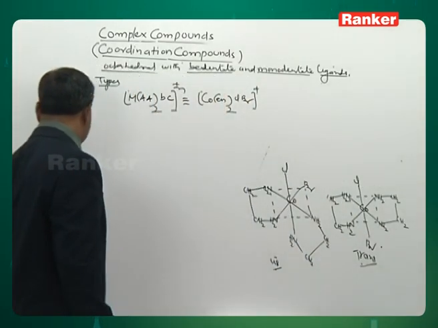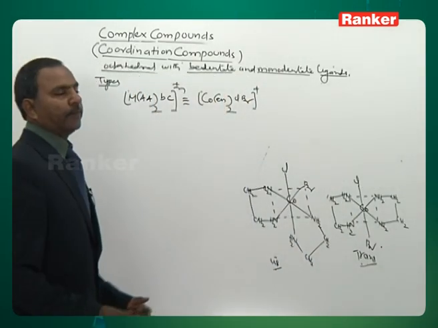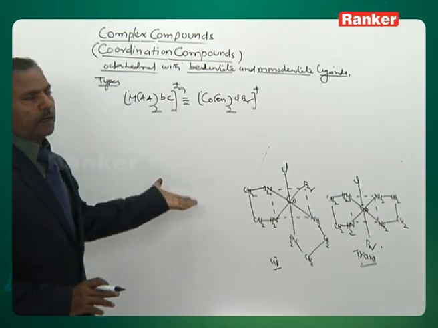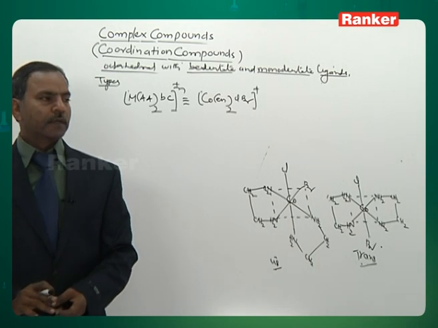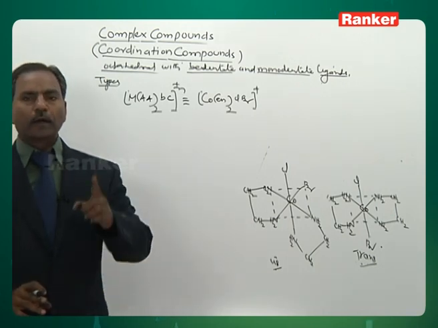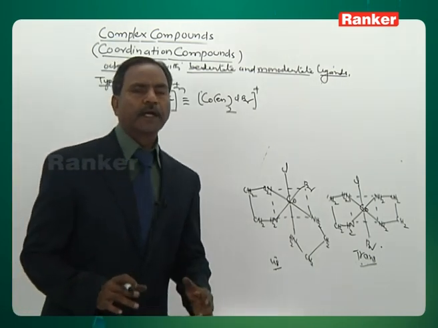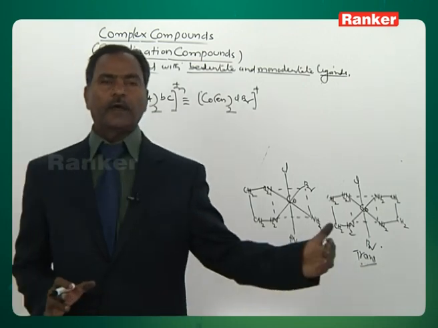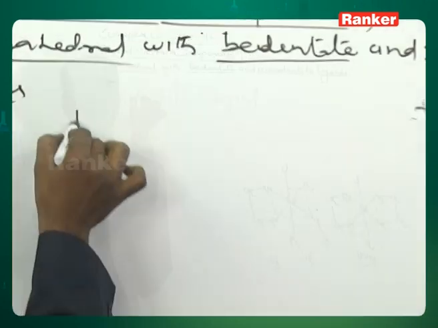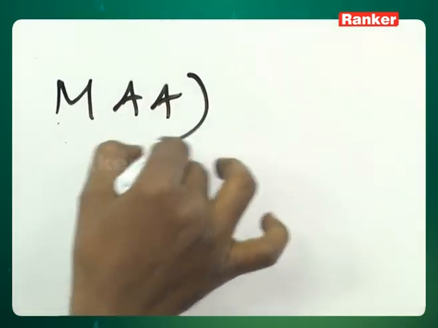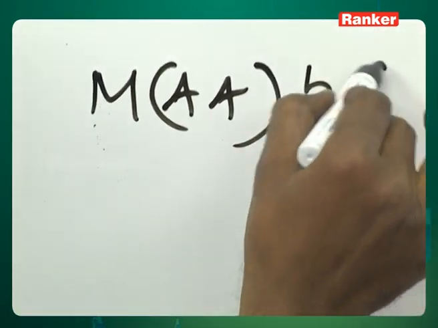Cis and trans. So this is what? MA2 taken twice B2 and again MA2 taken twice BC type. Next we see only one bidentate. Only one bidentate and four are monodentate ligands. Next type. Look here, MA2B2C2.